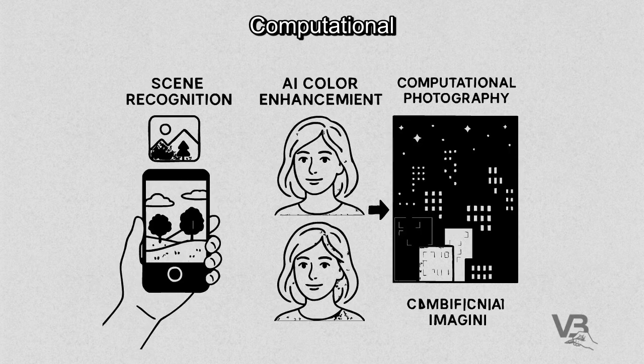5.3. Computational photography. For night shots, smartphones capture multiple frames, remove noise, and increase brightness. Sometimes multiple lenses, for example wide and telephoto, are combined to create one more detailed image.